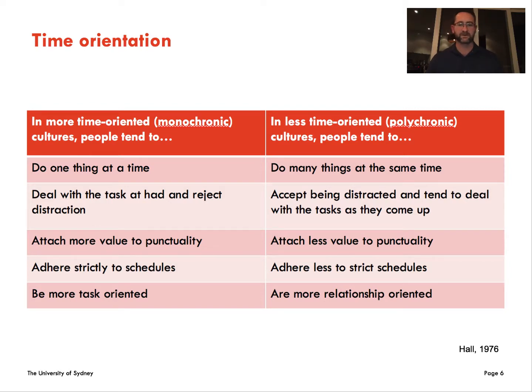This is Hall's research, and here we're contrasting monochronic and polychronic time. In monochronic time, things tend to be a bit more linear. You do one thing at a time, then you move to the next and the next and the next, and you deal with the task at hand. Punctuality is valued, and there's strict adherence to schedules. People tend to be quite task-oriented in this kind of environment.